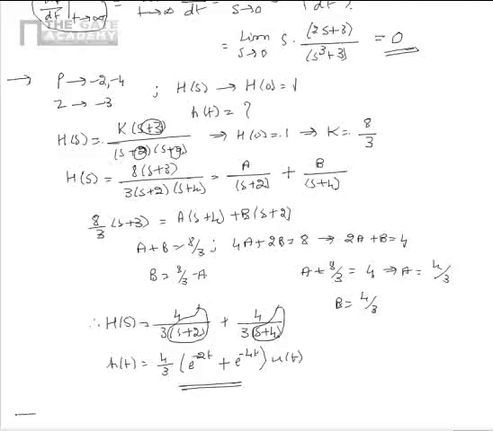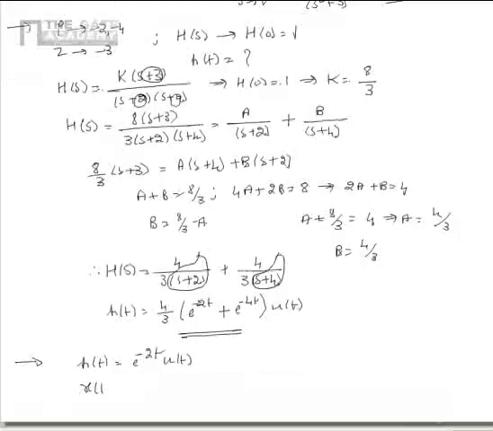Now let us look into another problem, as per which it's given that there is an LTI system of impulse response h of t is equal to e power minus 2t u of t, and it's given an input of x of t is equal to e power minus 3 into t minus 1 multiplied by u of t minus 1. From this, we need to find the output y of t of the LTI system.